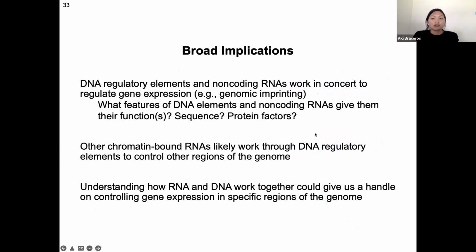So I want to finish off with some broad implications that our work demonstrates. The first being that DNA regulatory elements and non-coding RNAs work in concert to regulate gene expression, for example, in genomic imprinting. And so some follow-up questions to that is, what features of DNA elements and non-coding RNAs give them their functions? What is it about their sequence? What is it about the protein factors that bind them?